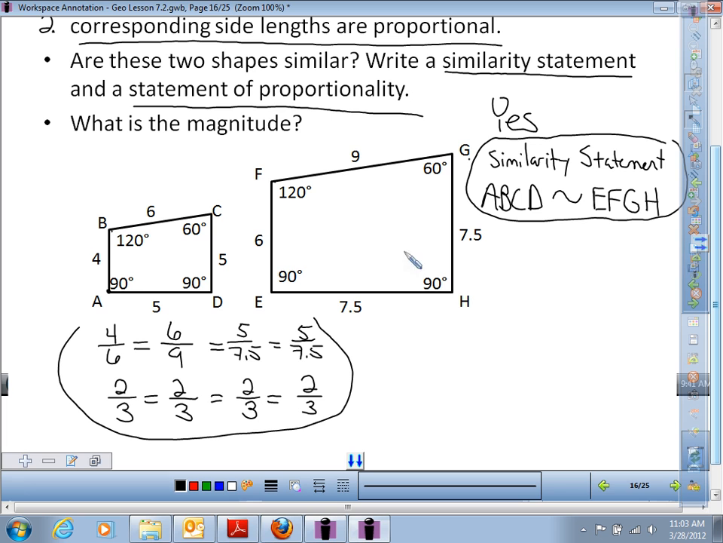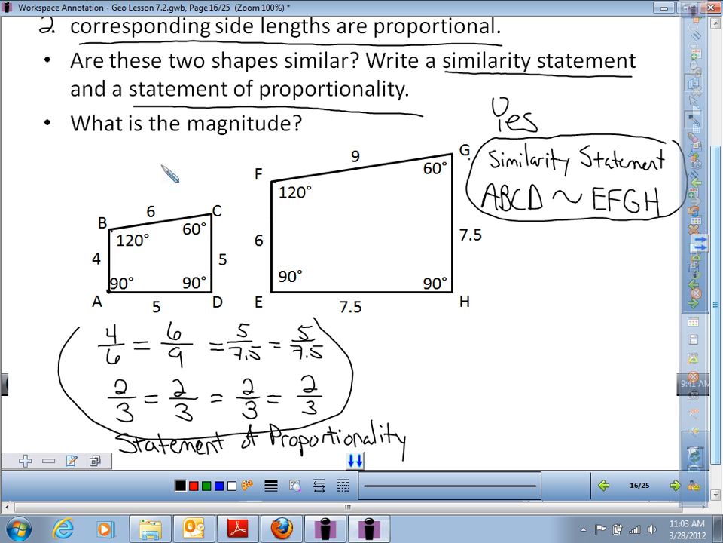Now, the next thing it asks for is, what's the statement of proportionality? We've already done that. This thing right down here, either one of these is our statement of proportionality. So we're done with that already, and that's one of the first things we do. We check the angles first, and then we do our statement of proportionality to see if these shapes are similar. And in this case, we found that they were.